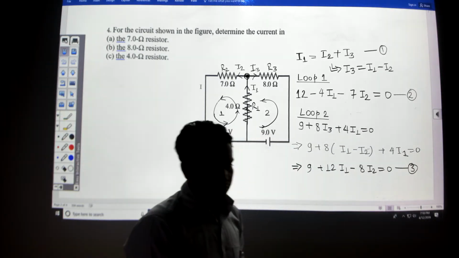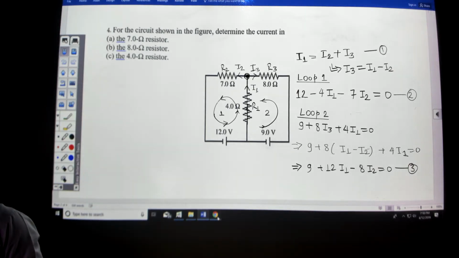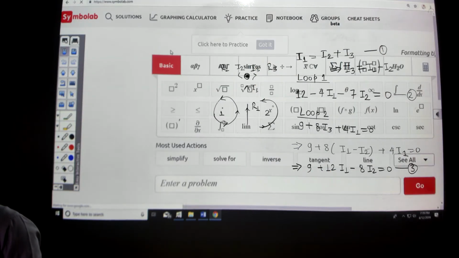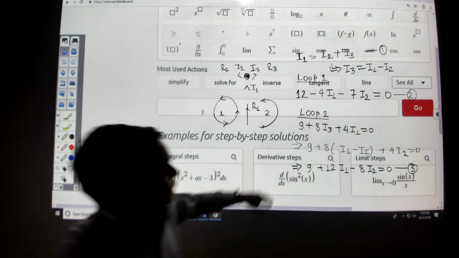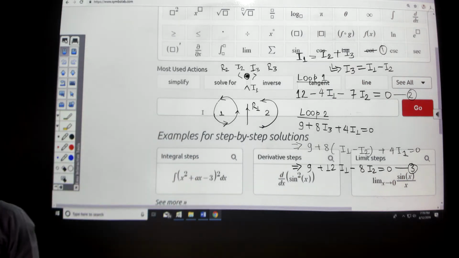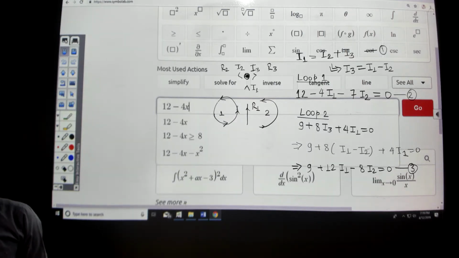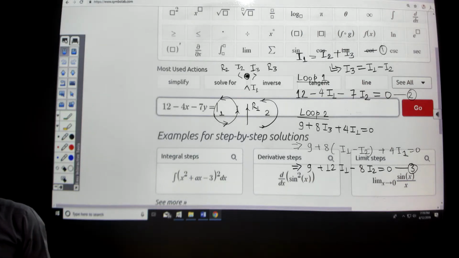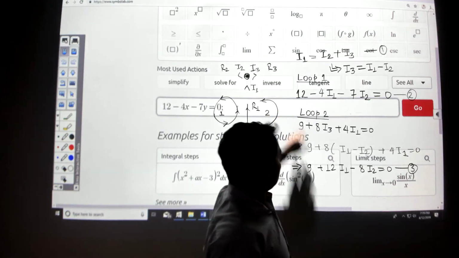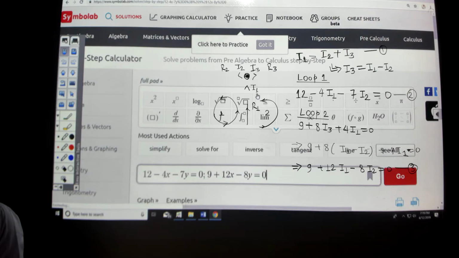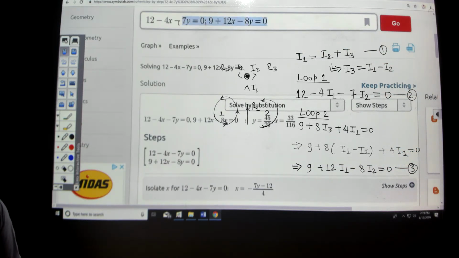Okay. So again, you can use SymboLab to solve this equation. So go here, again just showing this, SymboLab, and type your equation here. My first equation is 12 minus 4 I1, so I'm typing 12 minus 4x minus 7y, this is equal to 0. Now I'm going to type this equation, 9 plus 12x minus 8y, this is equal to 0, and hit enter. I typed it, and here is the solution.